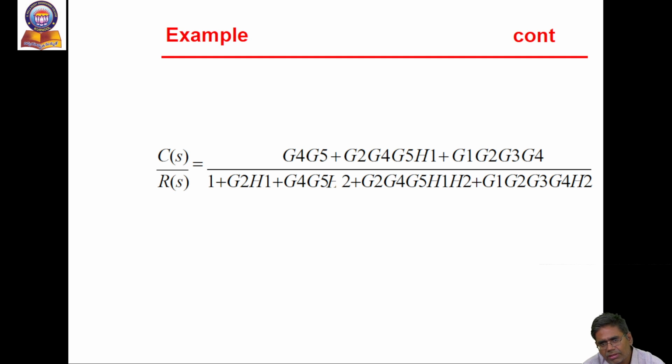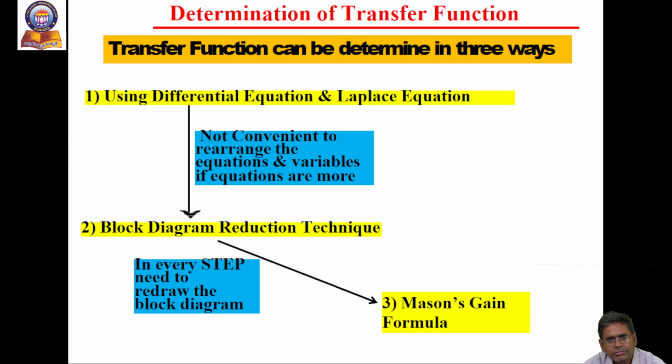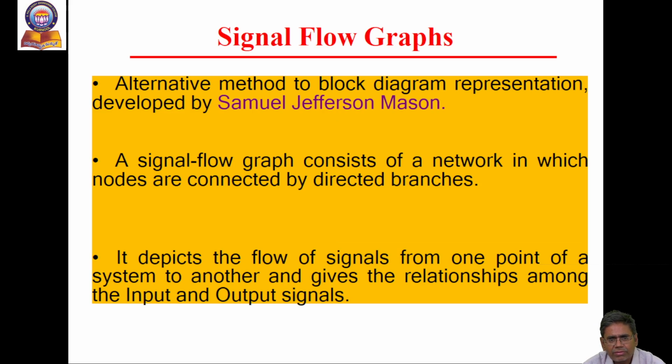This is another problem, where we apply the rules to simplify the block diagram. Determine the transfer function in three ways: by using the differential equation and Laplace transform, by the block diagram reduction technique, or third, by reducing the signal flow graph using Mason's gain formula. One concept to determine the overall transfer function is reducing the block diagram by applying the block diagram reduction techniques.